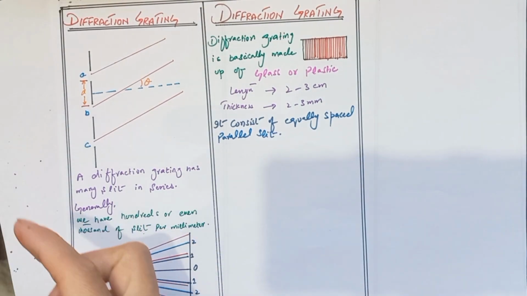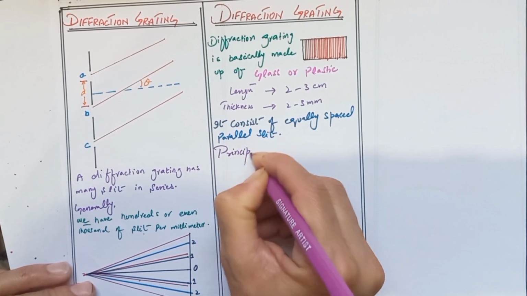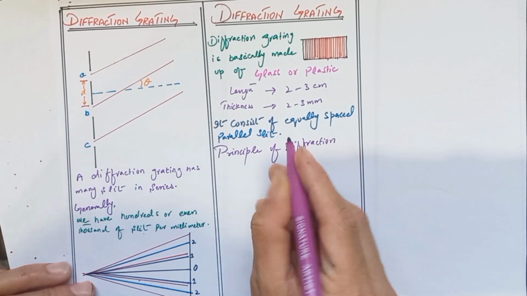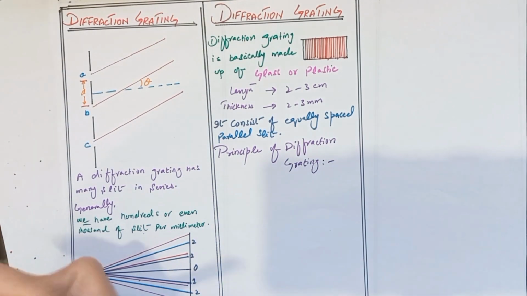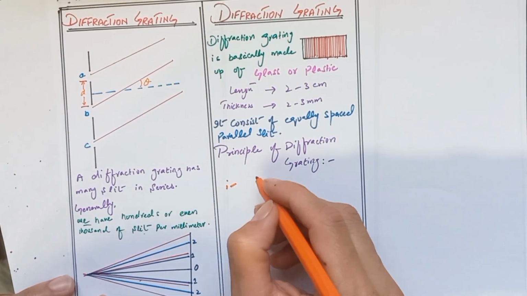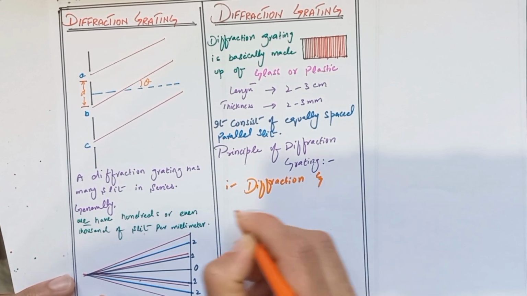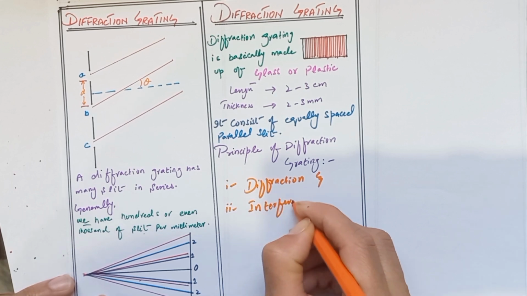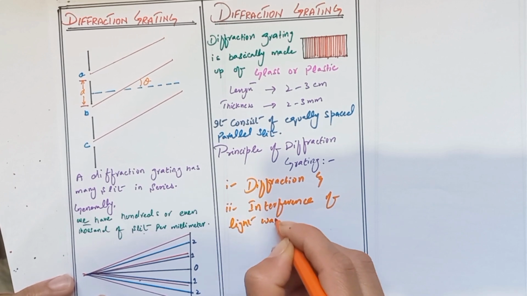If we discuss it, the principle of the diffraction grating is based on diffraction and, second, interference of light waves.